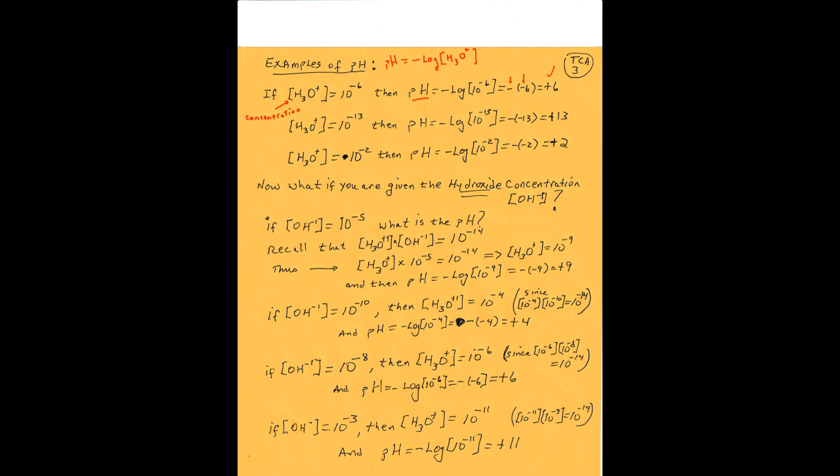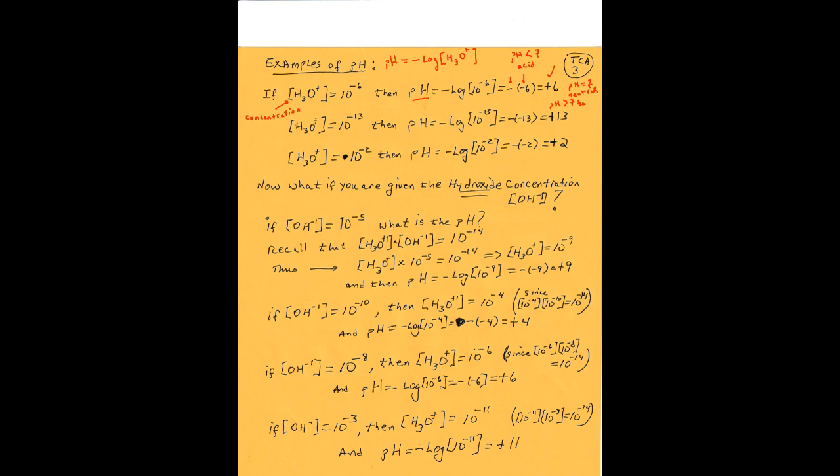pH is always positive. Okay, if the pH is less than 7, it's an acid. If it's equal to 7, it's neutral. And if it's greater than 7, it's a base. So pH equals 7 is neutral. I'm sure most of you know this already. And a pH that's greater than 7 would be a base or alkaline.